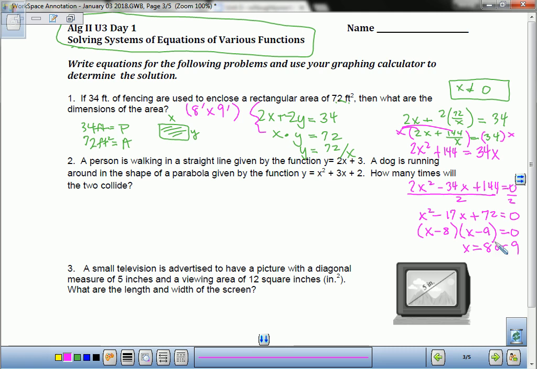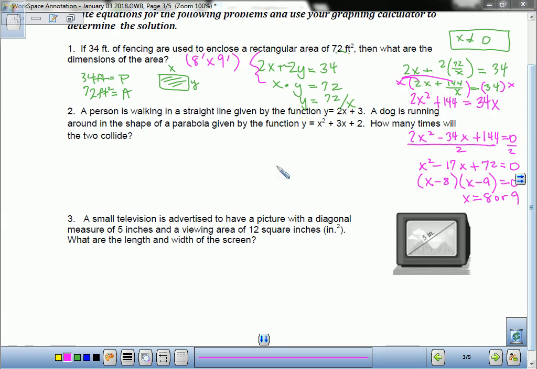Okay, number 2 is a little easier mathematically. It says a person is walking a straight line and a dog is running in the shape of a parabola. Well, that's a silly word problem. I never watch my dog running in the living room going, oh, that's a parabola. No. But how many times will the two collide? Let's talk about what that could be, though.